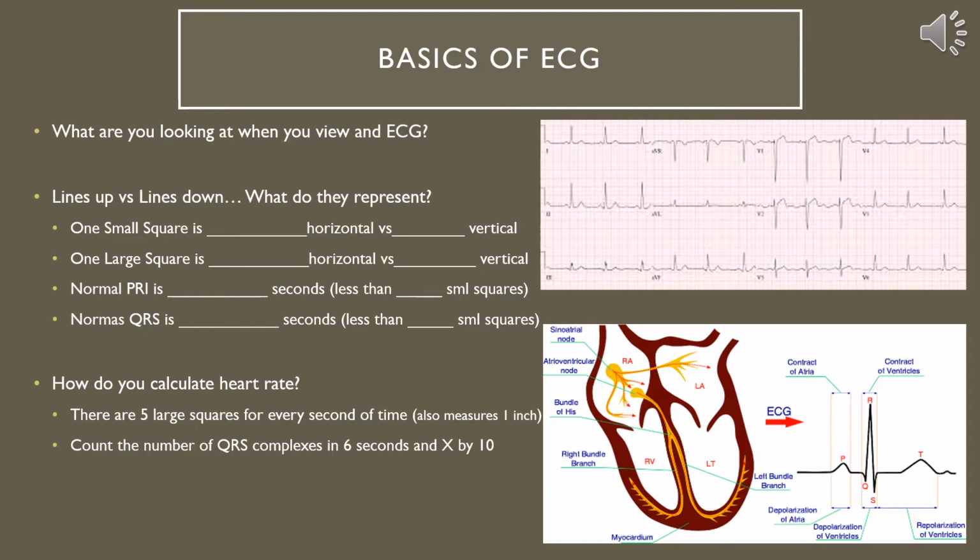Now, how do we calculate heart rate? Okay, so generally we will count in a 5 large square time period that measures 1 second of time. So if you count the number of QRS complexes, which is pretty much a beat, in a 6-second period, you can multiply that by 10 to get your really good and accurate heart rate.